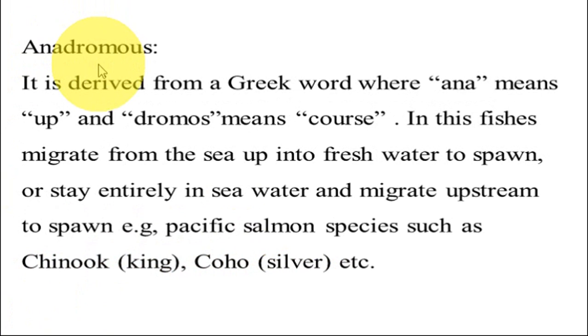Next, in detail, we discuss the types. First is anadromous. It is derived from the Greek word ana meaning up and dromos meaning course, up course. In this, species migrate from the sea up into the fresh water to spawn, or stay entirely in the sea water and migrate to spawn. Example: Pacific salmon species such as sockeye, king, silver, coho, etc. This is all about the anadromous.